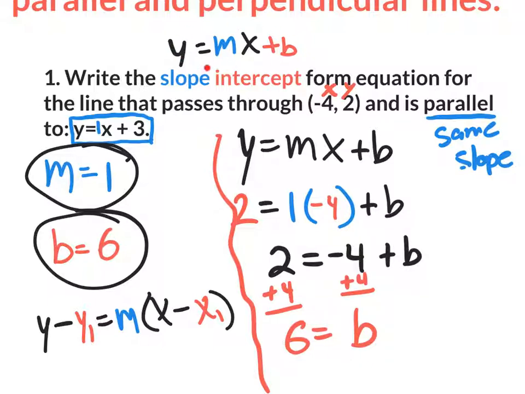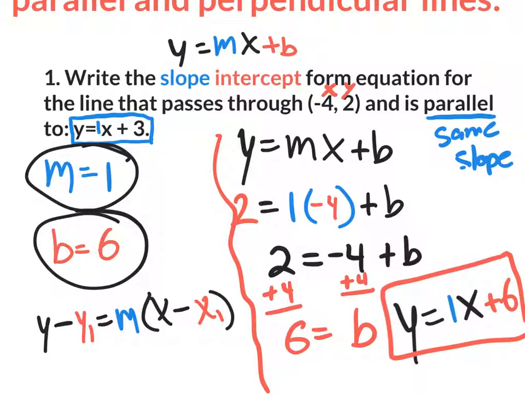in slope-intercept form, y equals mx plus b. So what is our answer going to be? It's going to be y equals m, which is 1, you don't even have to put the 1 if you don't want to, x plus b, plus 6. There's your y equals mx plus b equation of the line that's parallel to the one they gave us and passes through the point negative 4, 2.